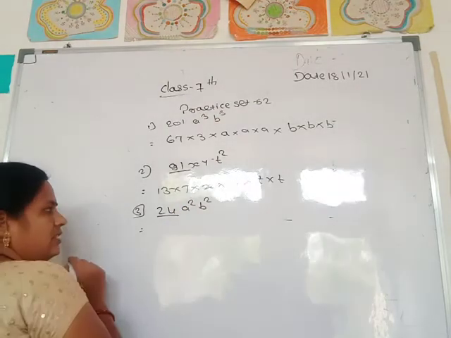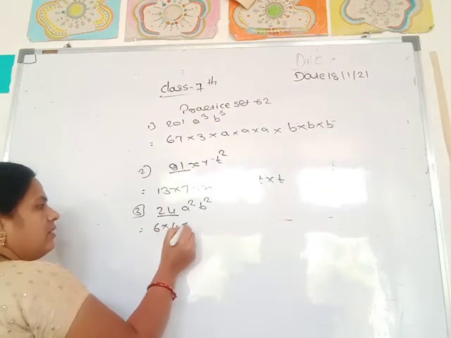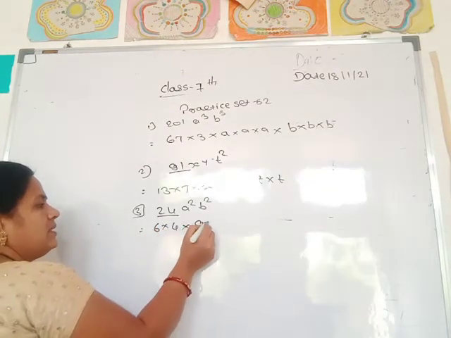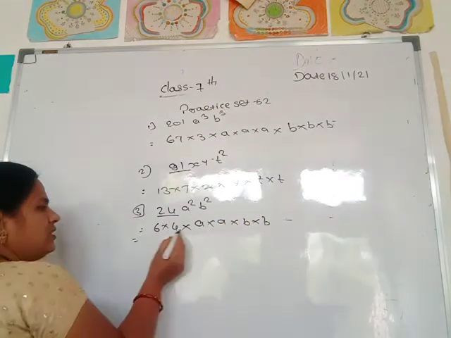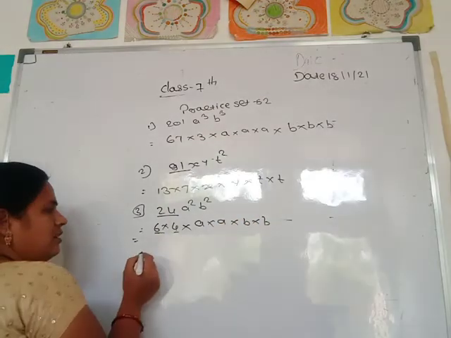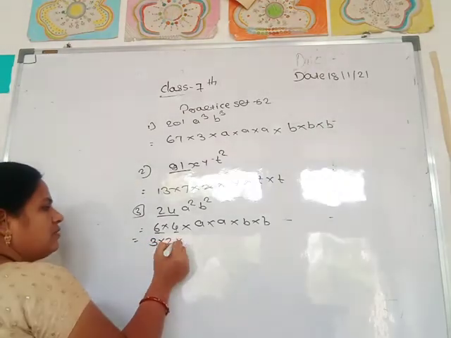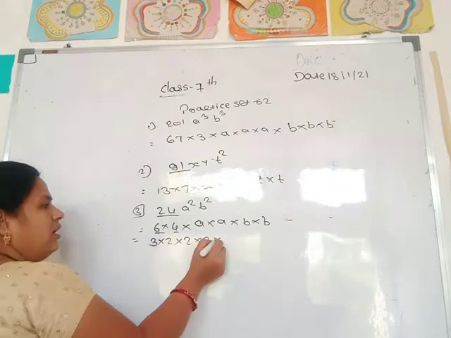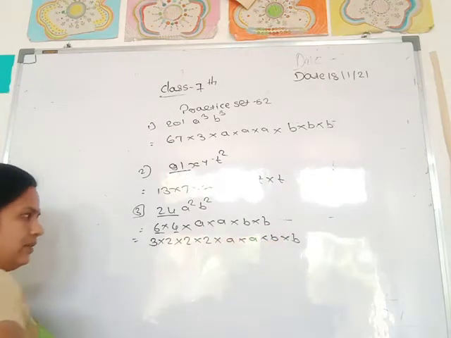Then third one, 24 a square b square. Factorize this coefficient: 6 fours are 24. Then a square means a into a, b into b. Again 6 and 4 factorize again: 3 twos are 6, 4 means 2 twos are 4. Again a into b into b.